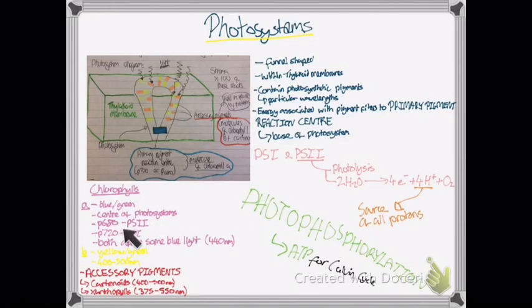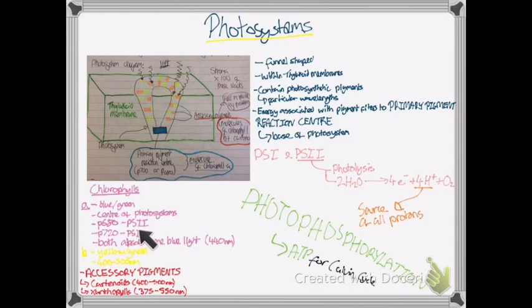Then we have chlorophyll B, which is yellow and green, so it refracts yellow and green light, and its optimal wavelength is between 400 and 500 nanometers. Then we have accessory pigments. So accessory pigments, like chlorophyll B, which will be found in here, accessory pigments are also found here.